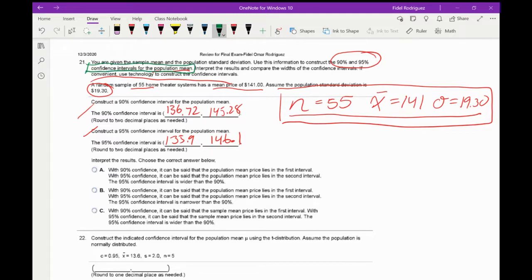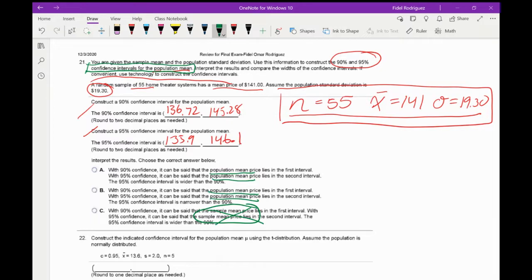One thing I want to mention is that when I look at choice A and it mentions population mean price, and I look at choice B and it mentions population mean price, I like those choices better than choice C, because choice C says sample mean price, and we're constructing confidence intervals for the population mean. So if I see sample mean, that already tells me that's not a good one. Now we've narrowed it down to two choices. It's either going to be A or B. So now we want to figure out which interval is wider.